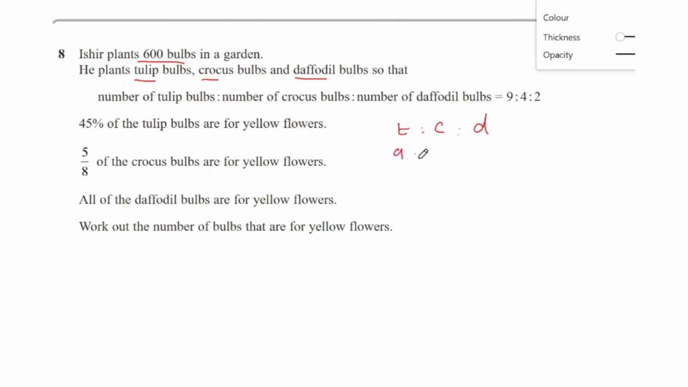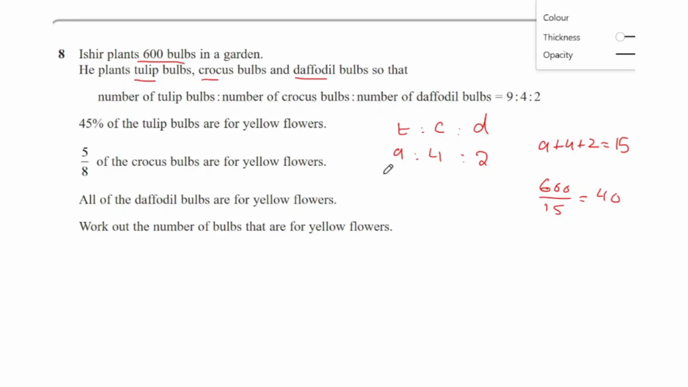So there are 9 : 4 : 2, and the total is 600. Okay. So if we add all the ratios, 9 plus 4 plus 2, we get 15 parts. So altogether we have 15 parts and the total bulbs are 600. So let's work it out. One part, 15 goes into 600, 40. So each part is 40.